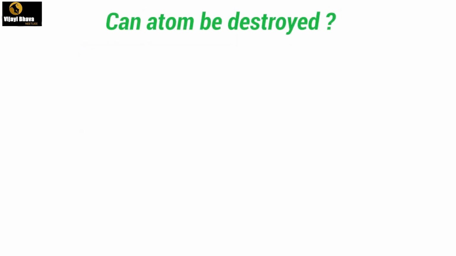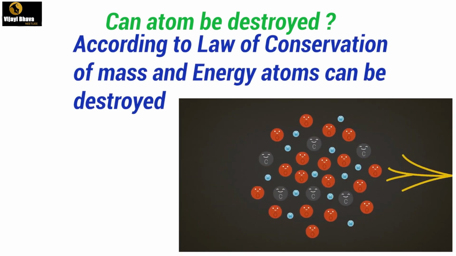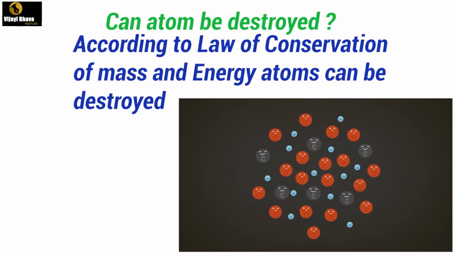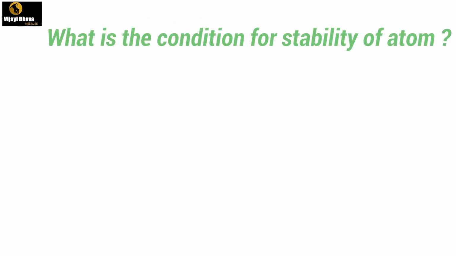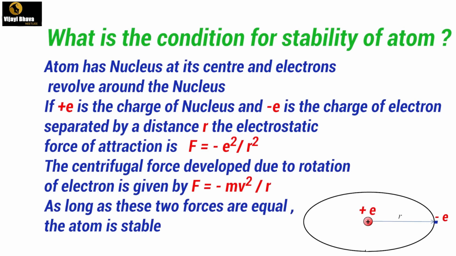One more question for you children. Can atom be destroyed? Again, it's a yes. According to the law of conservation of mass and energy, atoms can be destroyed. One more question for you. What is the condition for stability of atom? The answer is, atom has nucleus at its center and electrons revolving around the nucleus.